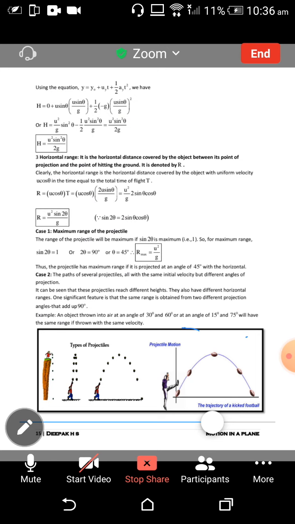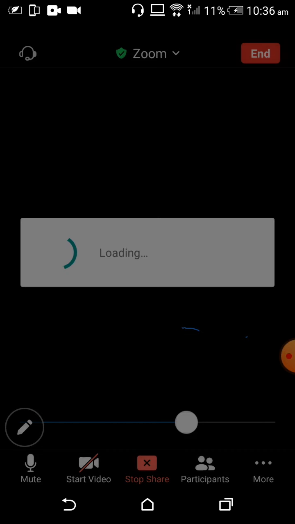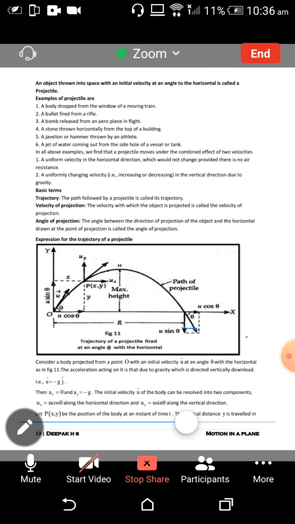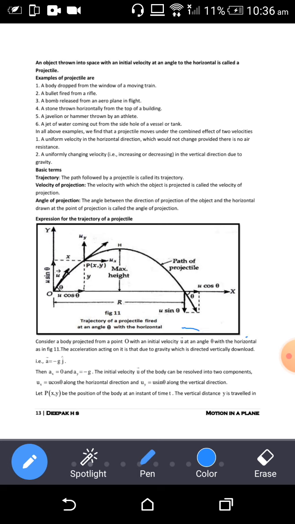So the next is the horizontal range. It is defined as the horizontal distance covered by the object between its point of projection and the point of hitting the ground. It is denoted by capital R. You can see in the figure here what the range is, from point O till here. So from here to here it is the horizontal range.